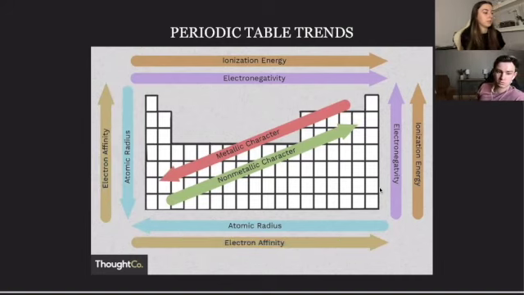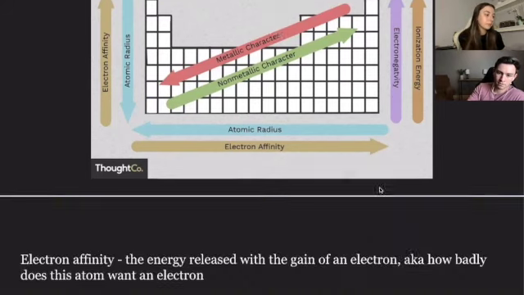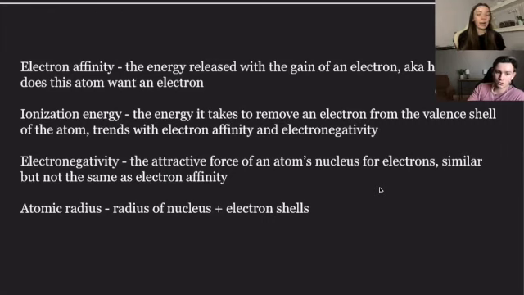The only one that trends differently is atomic radius, and I always think of atomic radius like cesium is the biggest or whatever. However you want to learn it, we're going to show the definitions here. We're going to tell you how we learned it the best, and then we're going to show you how it's tested.